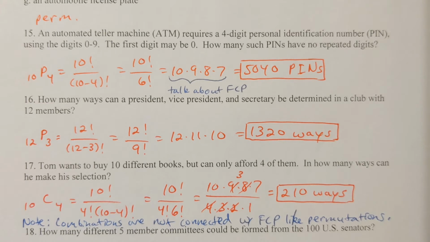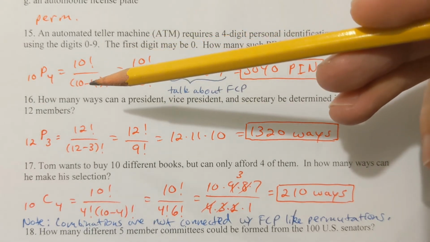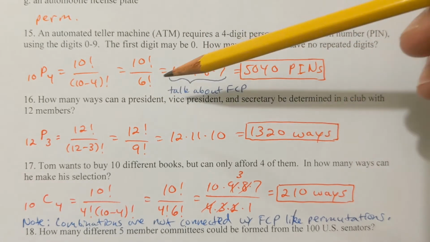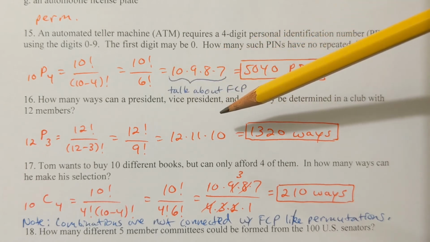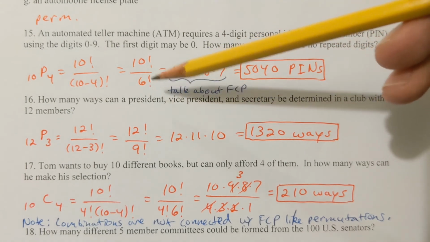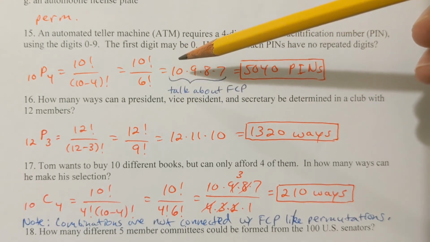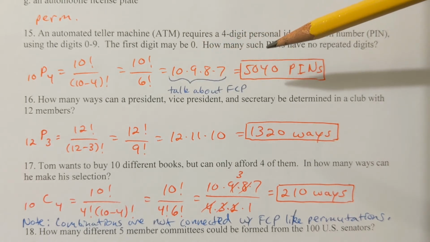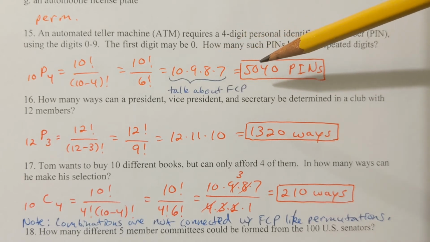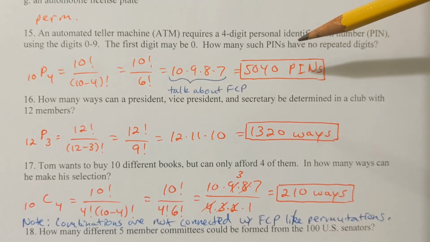So 10 permute 4, n is 10, r is 4. Okay, so I got 10 factorial divided by 10 minus 4 is 6 factorial. 6 factorial is 6 times 5 times 4 times 3 times 2 times 1. Okay, so I'm going to cancel these 6 numbers with part of the 10 numbers that would be in the numerator. That way in the numerator, I'm going to be left with 10 times 9 times 8 times 7. Okay, 10 times 9 times 8 times 7 is 5,040. Okay, so there's 5,040 such PINs that are available.